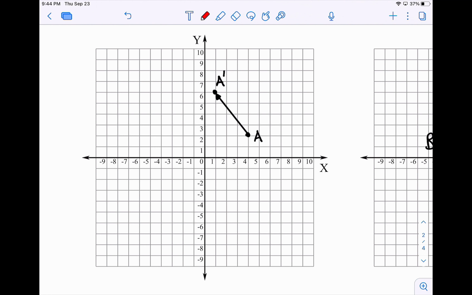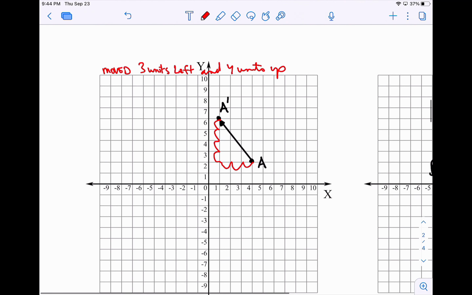So again, we always go left or right first on the x-axis, that movement, and then up or down on the y-axis for our second movement, just as if we were finding the coordinates of where we are. So we're going, if we want to count like this, 2, 3, so we moved 3 units left, and how far up did we go? 1, 2, 3, 4. 4 units up. Okay, 3 units left, 4 units up would be our description of that.